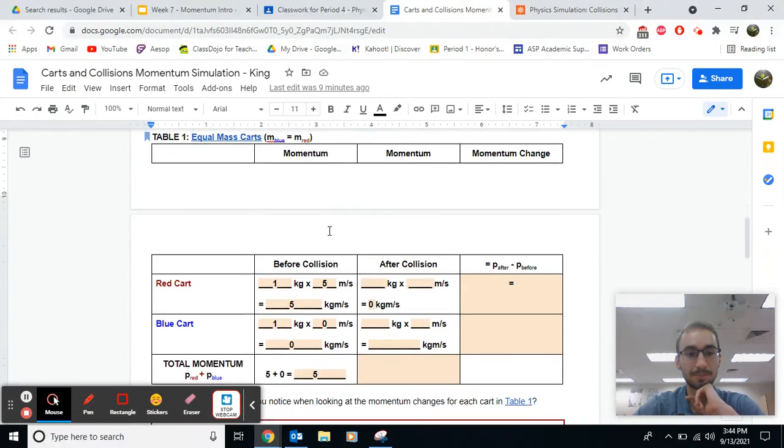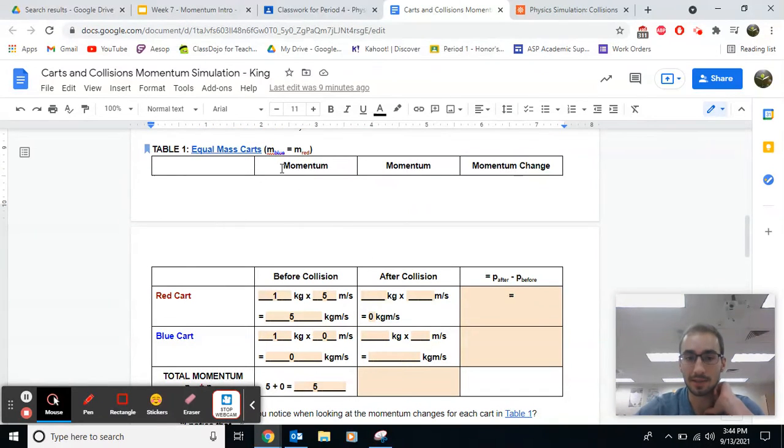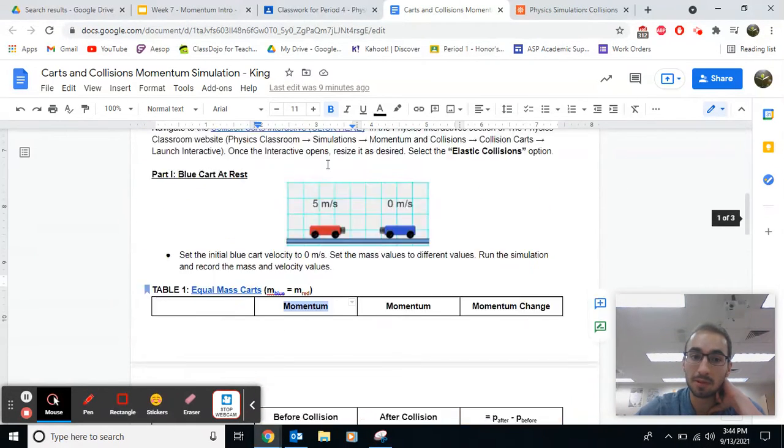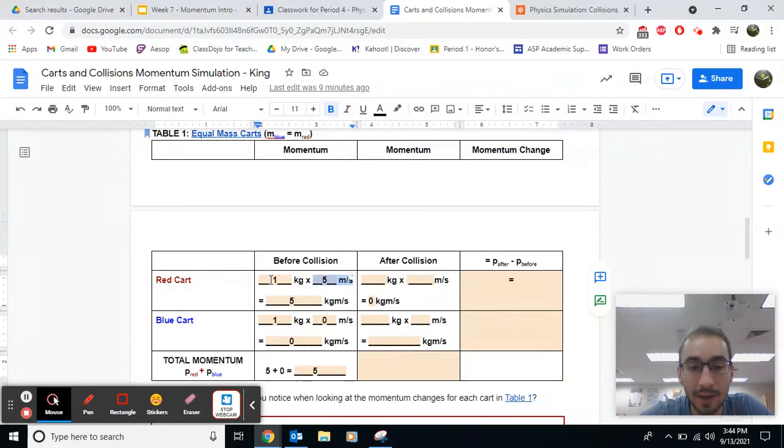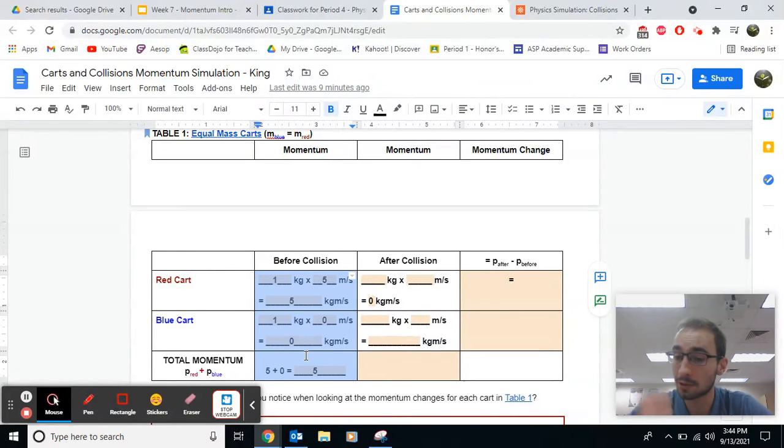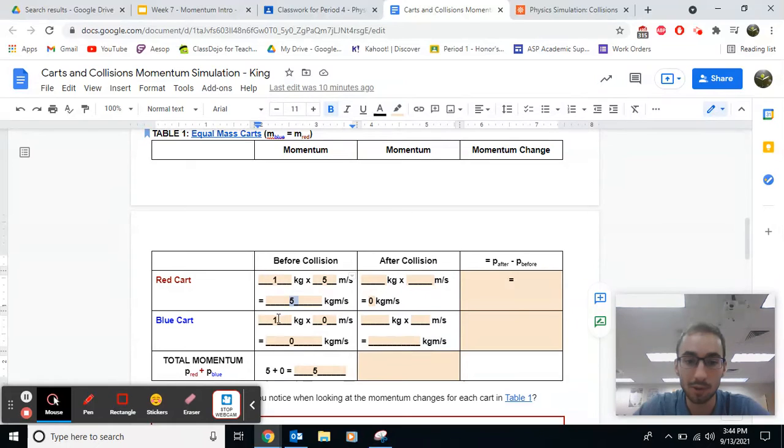So to fill out the table, first thing, it's asking for momentum. Momentum is mass, how much something weighs, times velocity, how fast it's going and if it's going backwards or forwards. So the first column was already filled out for you to show you how it's done. The red car, before the collision, weighs 1 kilogram, but it was going 5. So 1 times 5 is 5. Whereas the blue car, before it got hit, was not moving. So the velocity is 0, so the momentum is 0.